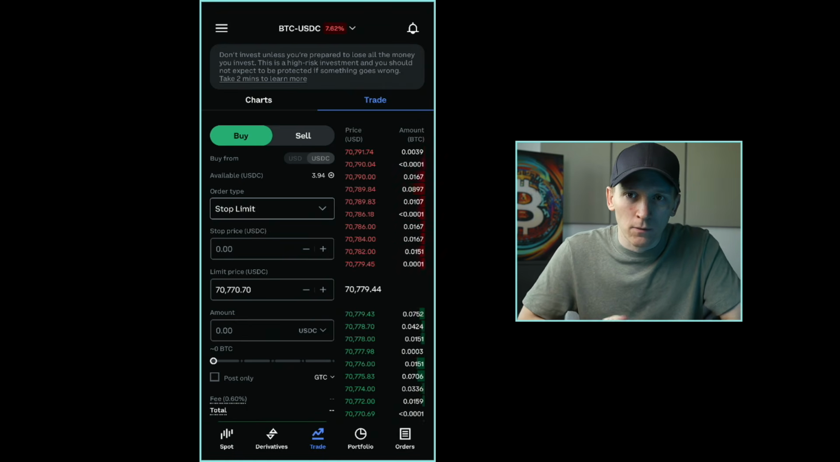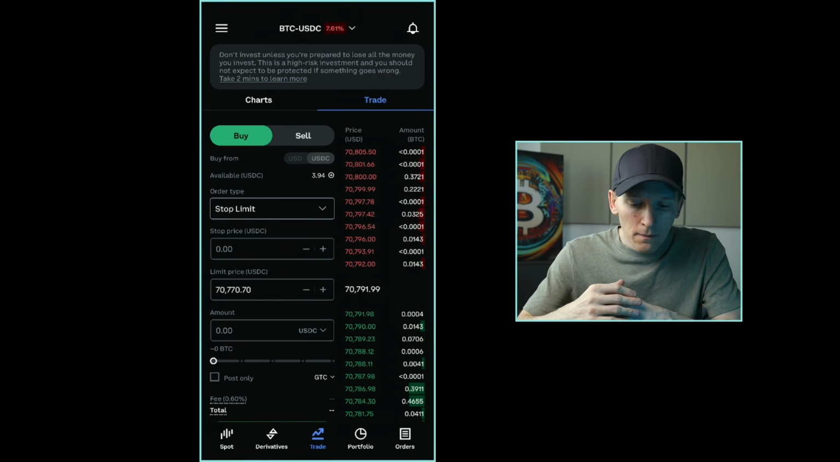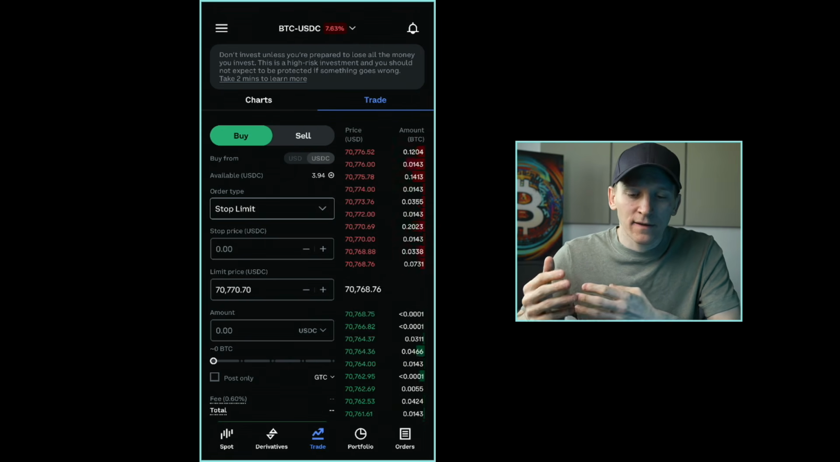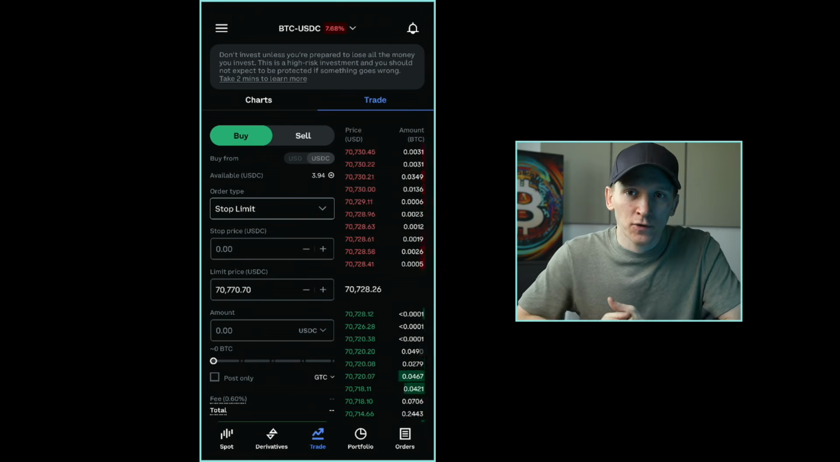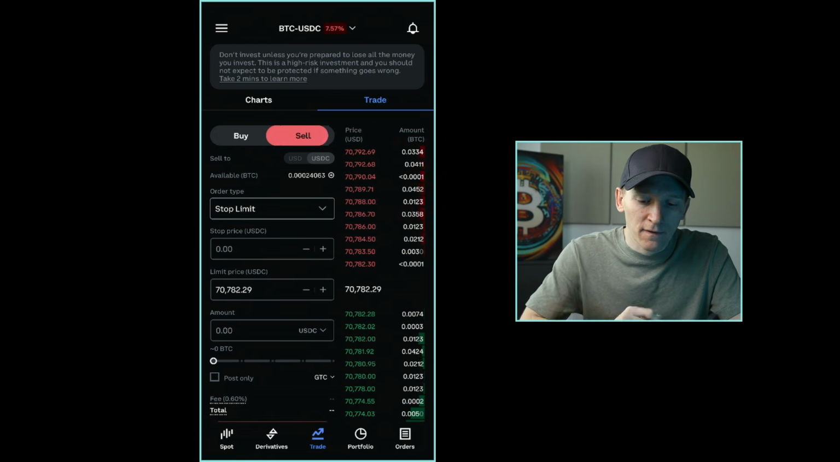So with a limit order, what you're saying is trade immediately as long as the price is at my limit or better than my limit. But a stop order or a trigger order, the order only enters into the system once your specific trigger is met. So this is usually used on the sell side if you're selling assets. So what we can do is press sell here.